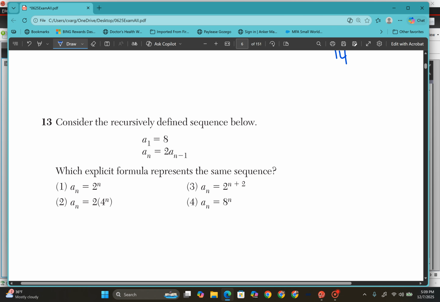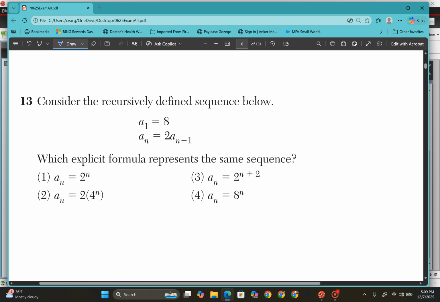Let's go. Okay, this one. So this is a sequence. It's telling us that the first term is 8. And then to get the next term, a sub n, you're going to do 2 times a sub n minus 1. So 2 times the first term, the previous term, is 16. Then I'm going to multiply by 2 again. That's 32, 64. So it says, which explicit formula represents the same sequence?